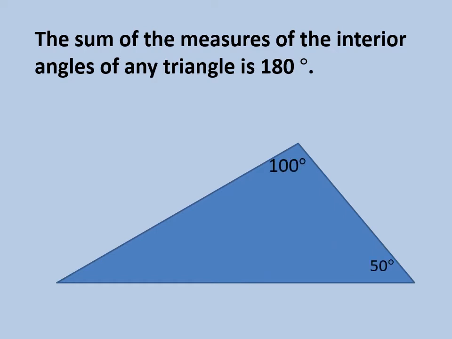If we have a triangle and the measure of the first angle is 100 and the second is 50, we can calculate the measure of the third angle by subtracting 150 from 180, then the third angle will be 30.